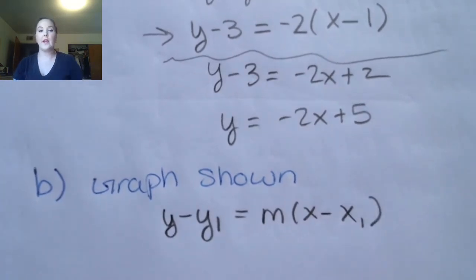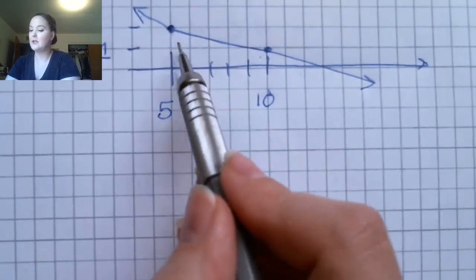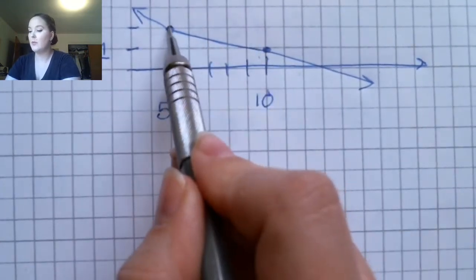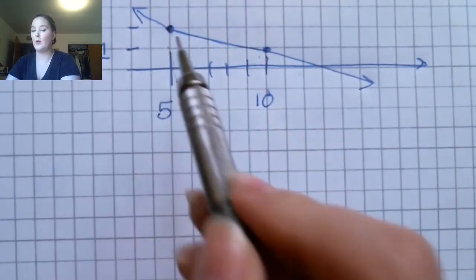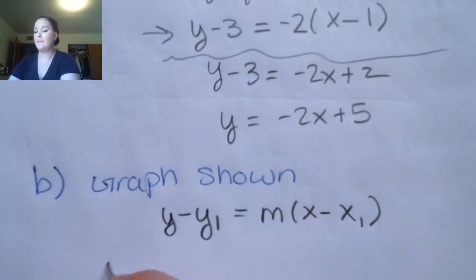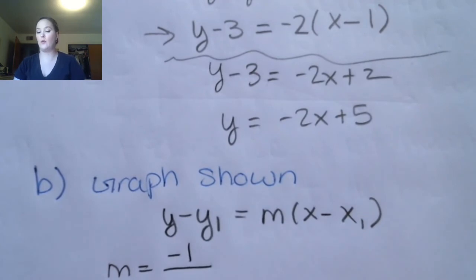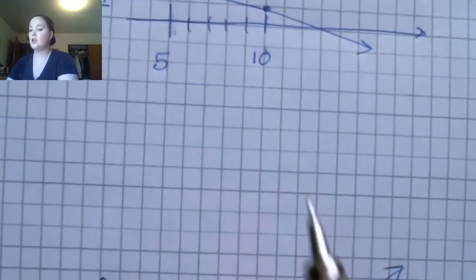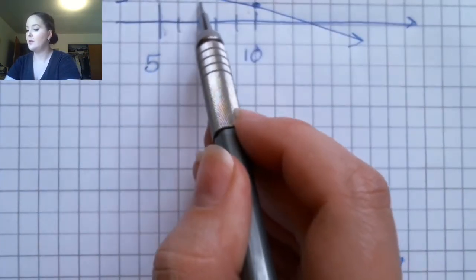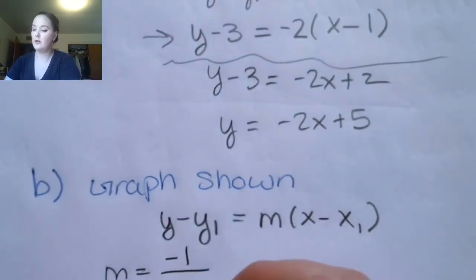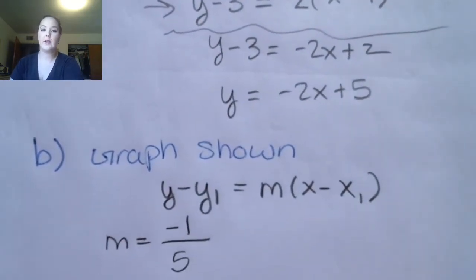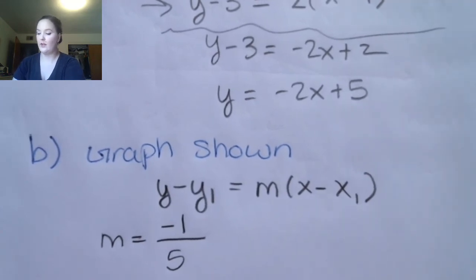Okay, and first we're going to count the slope. I'm just going to use these marked points. My y is going down by 1, so my vertical change is down 1, and then my x change is going 1, 2, 3, 4, 5 in the positive direction. Okay, so my slope is -1/5.